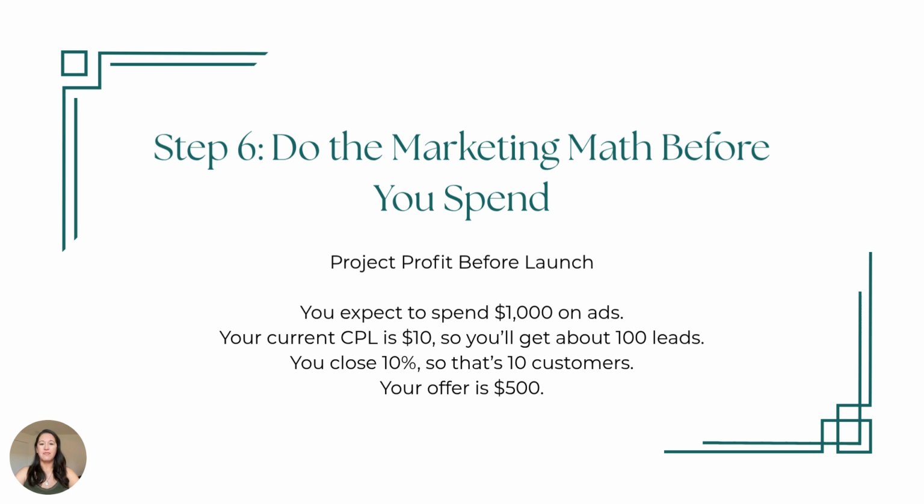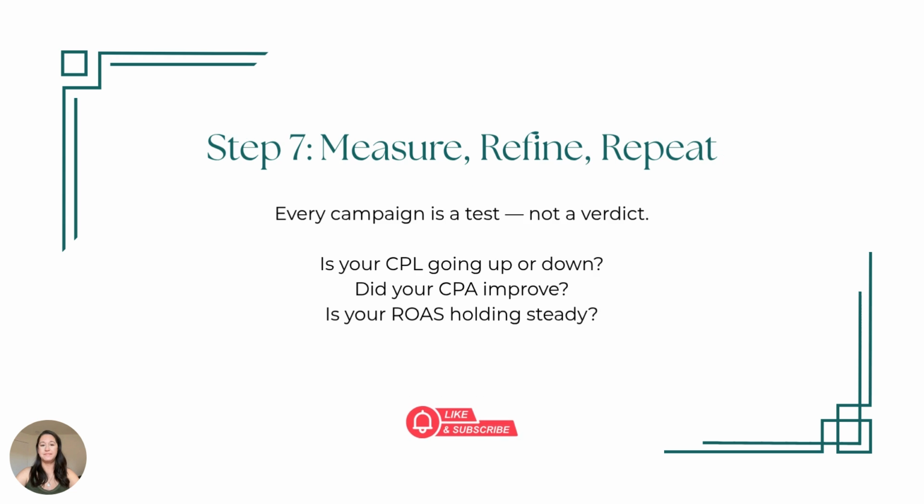Do the marketing math before you get started. Don't spend a single dollar, do the math first. Let's say you expect to spend $1,000 on ads. Your current cost per lead is $10, so you'll get about 100 leads. You close 10% of those, so it's 10 customers, and your offer is a $500 offer. That's $5,000 in sales on a $1,000 ad spend. That's a 5x return on ad spend. Now you know before you even launch whether it's a profitable campaign and where to adjust if it's not. That's the power of marketing math. It takes emotion out and puts confidence in.